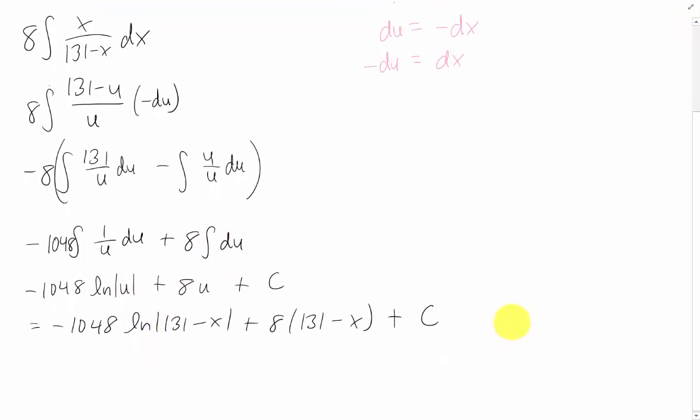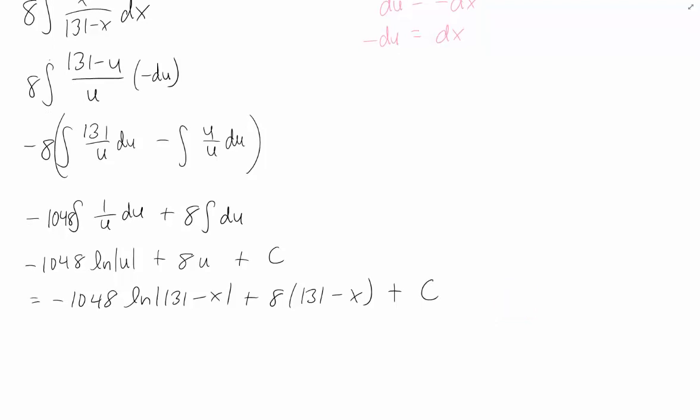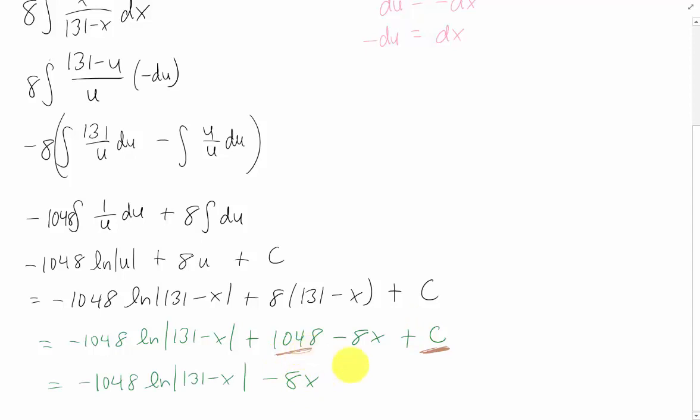Since these problems are going pretty quickly, I'm going to give you just a little bit of bonus math here. If we distribute this 8 through the parentheses, we get this 1048 term, which is just a constant, but you'll notice that we already have a constant in this problem that we don't know. So 1048 plus some constant we don't know is just some other constant we don't know. So we don't need that 1048 in our answer. We can just call our answer negative 1048 natural log of 131 minus x minus the 8x term plus some constant, I'll call it c1, so as to differentiate it from this c up here.